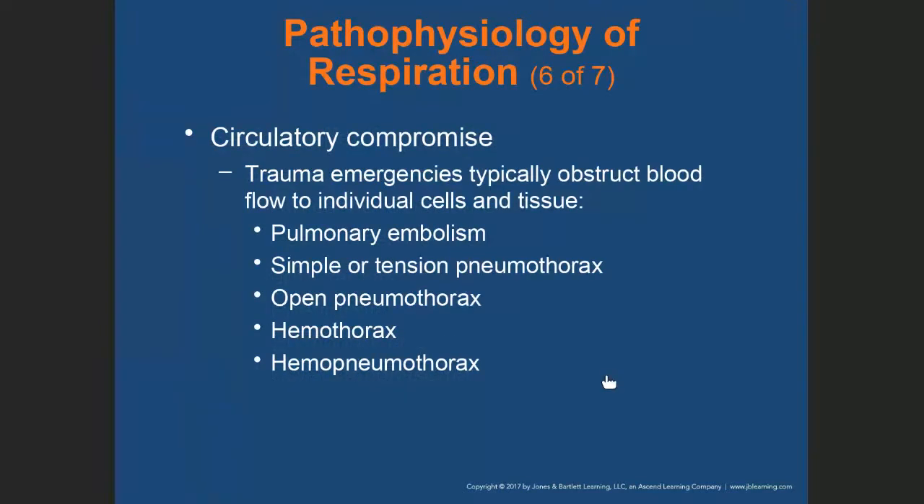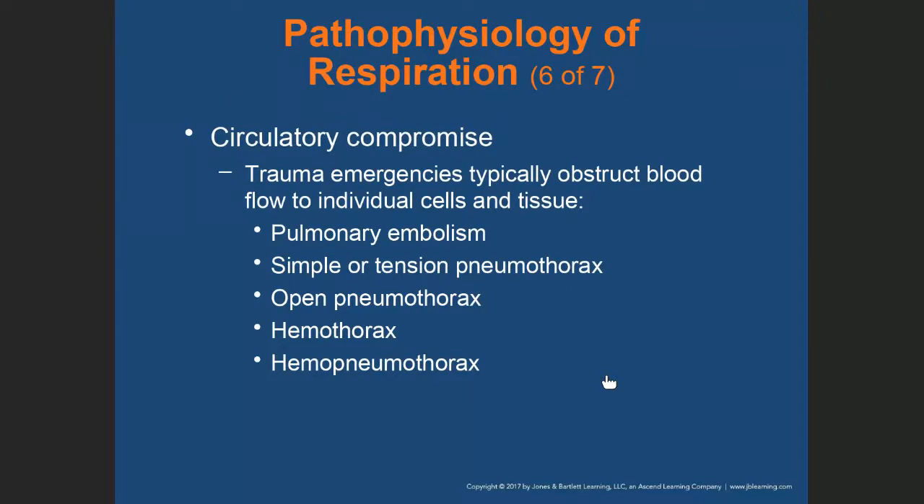Now, circulatory compromise. Circulatory issues that can lead to respiratory problems. Trauma emergencies typically obstruct blood flow to the individual cells and tissue. So pulmonary embolism can cause issues, and that's a clot that blocks the pulmonary arteries. A simple or tension pneumothorax, which is a collapsed lung. Open pneumothorax is also a collapsed lung, but there is an open chest wound.